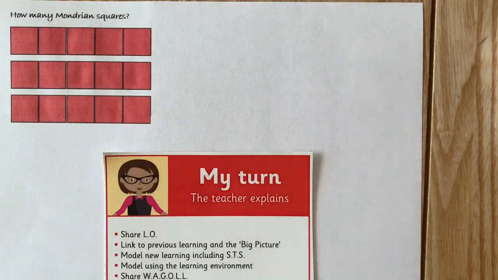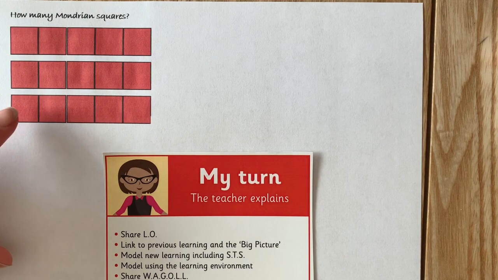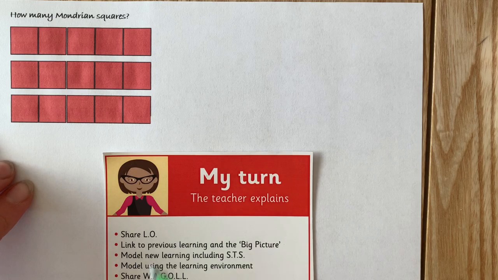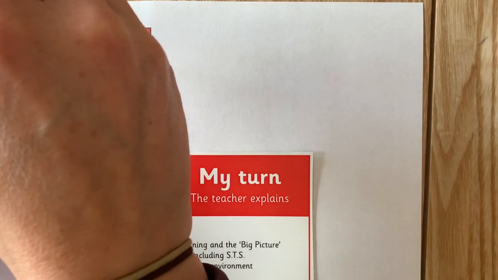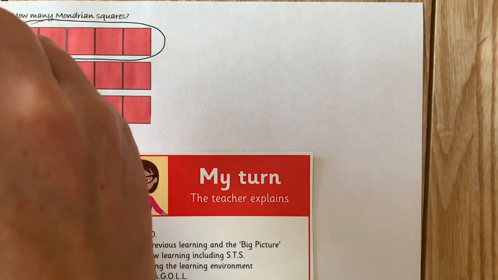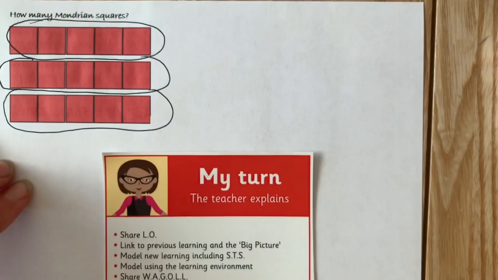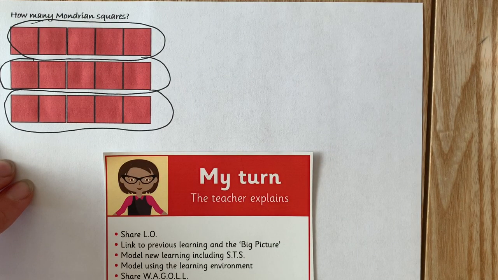Time for another My Turn. So if we have a look at this array, we've got some Mondrian squares here. Mondrian uses shapes like these in some of his artwork. So we're going to have a look at this array and see if we can write the number sentences that go with it. So following our steps to success, we are going to group these looking at each row. So I've drawn circles round each row to help me. So now I have to count the rows.